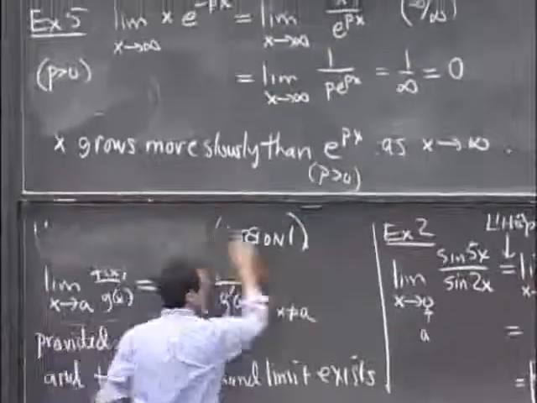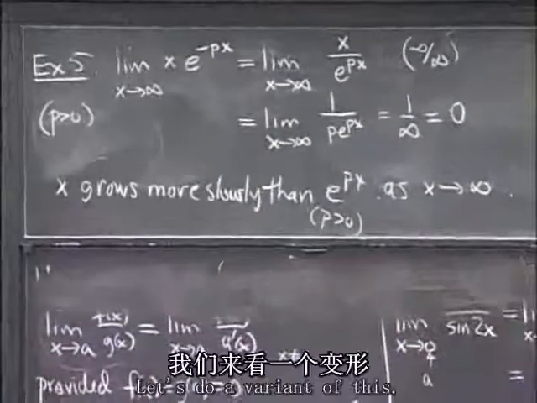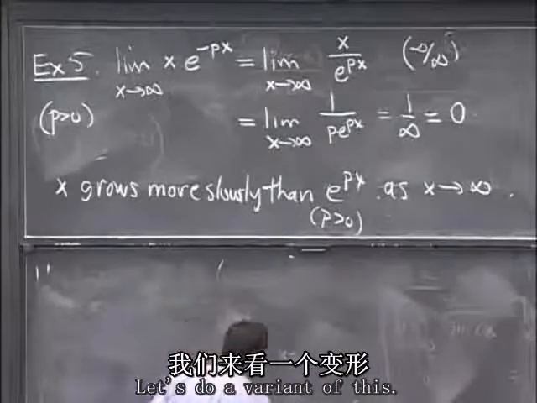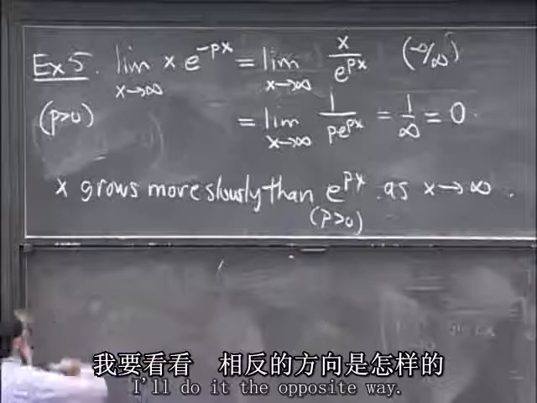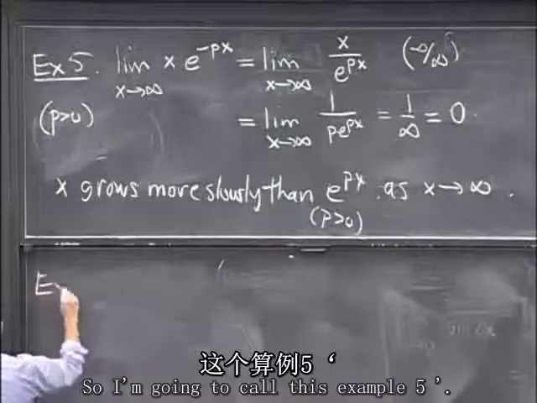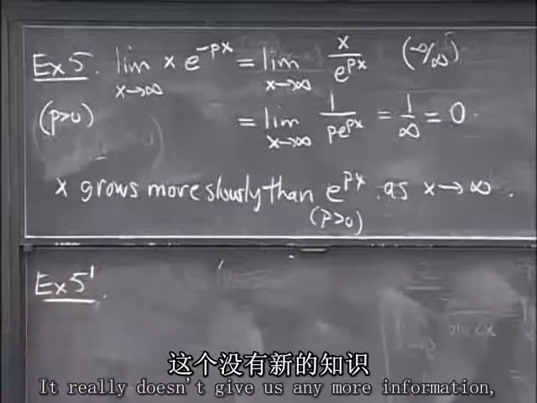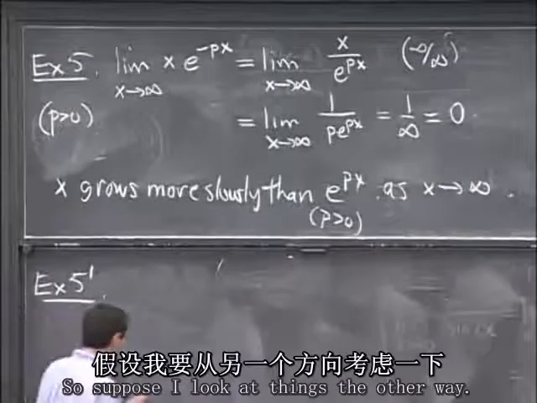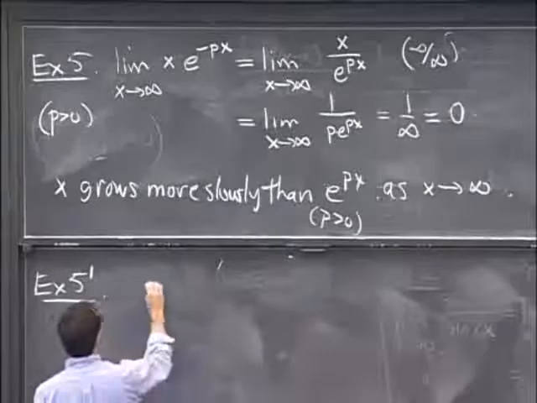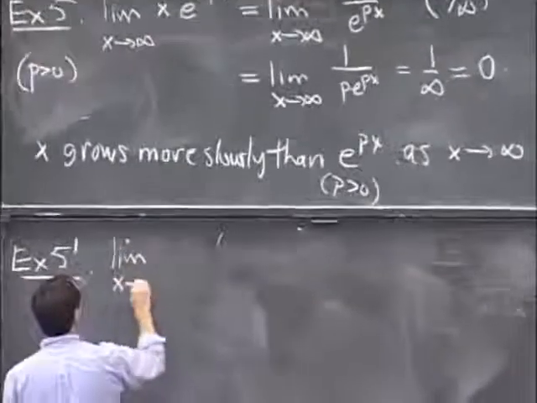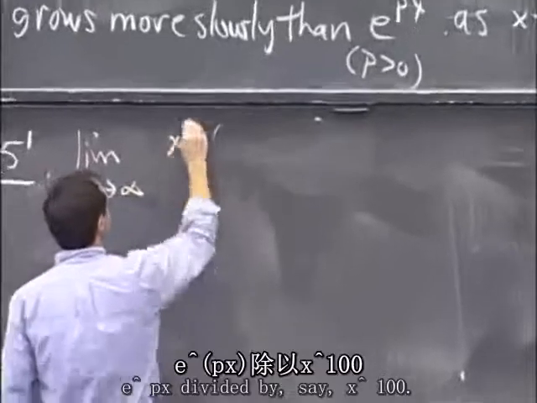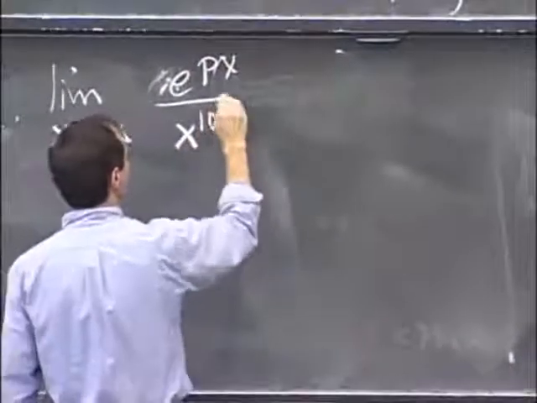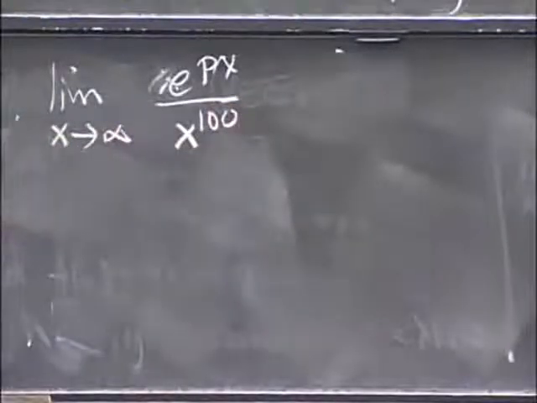All right. Let's do a variant of this. I'll do it the opposite way. So I'm going to call this example 5 prime. It really doesn't give us any more information, but it gives you just a little bit more practice. So suppose I look at things the other way. e to the px divided by x to the 100 power. All right?